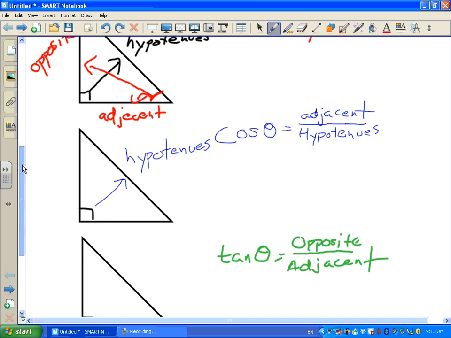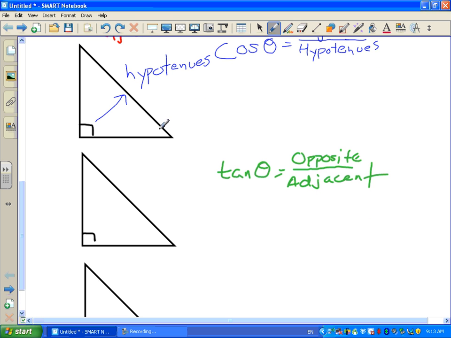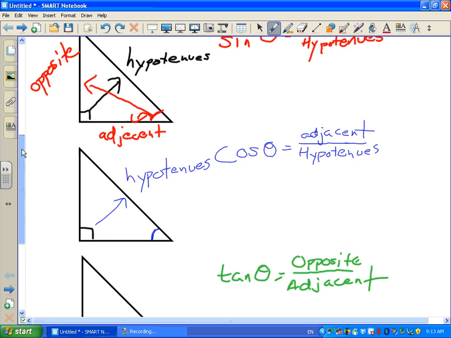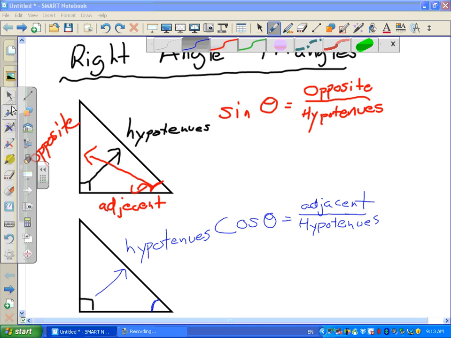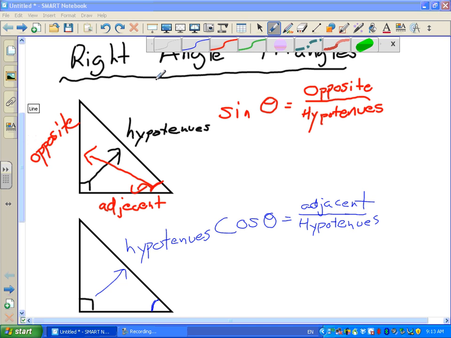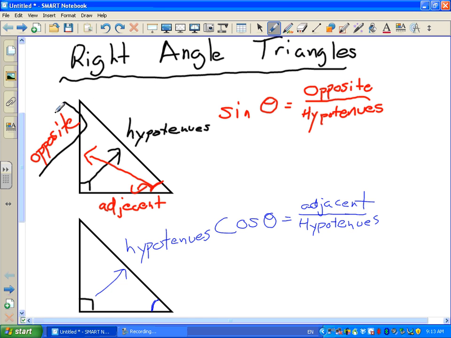Let's go back up, I just want to circle two things. What that means from above with our sine is the two values that I need for sine theta are the opposite and the hypotenuse. So I need the length of this side and the length of this side. Even though this is the adjacent, I don't need it for this ratio. This ratio only deals with the opposite and the hypotenuse.